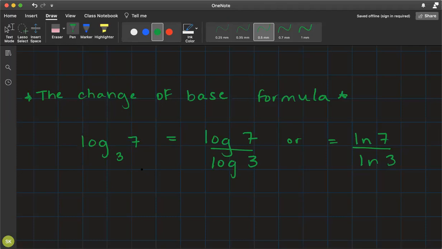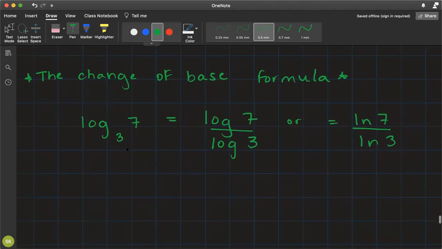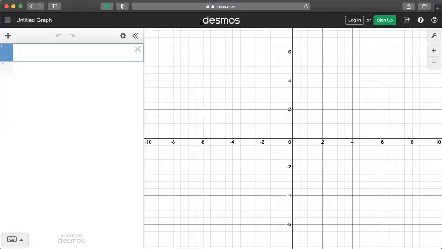We'll prove it in just a second. I'm actually going to put it in the calculator for you to see. And then I want to discuss where this rule came from. So let's switch over to the calculator. All right, so we had log base 3 of 7, I believe it was.